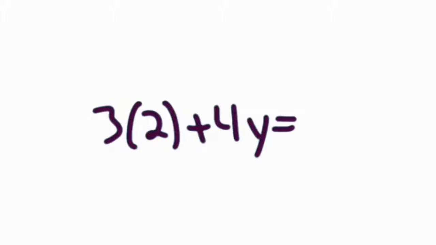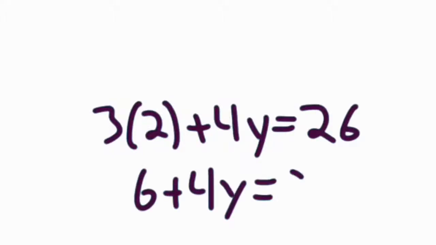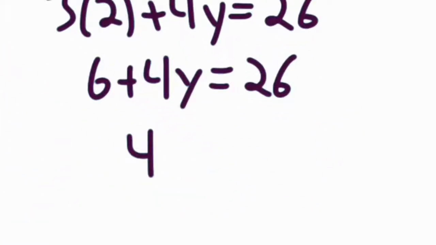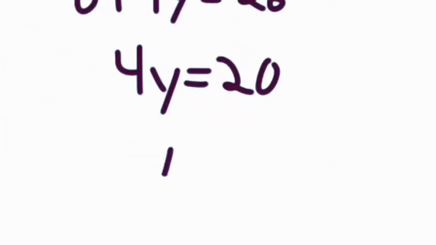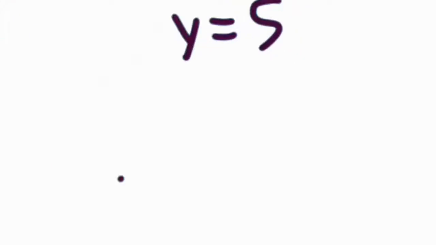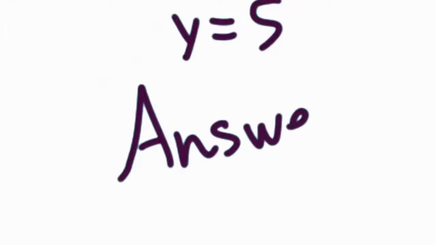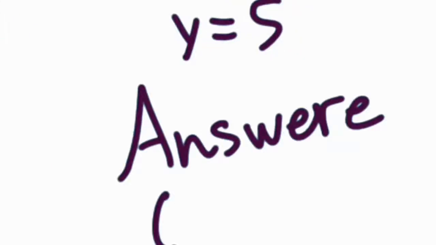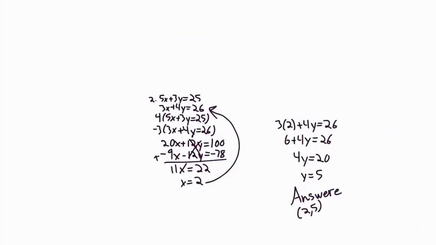So we're going to plug that back into the second equation. So 3 times 2 plus 4y equals 26. So 6 plus 4y equals 26. Subtract that, 4y equals 20, y equals 5. So your answer will be 2, 5.